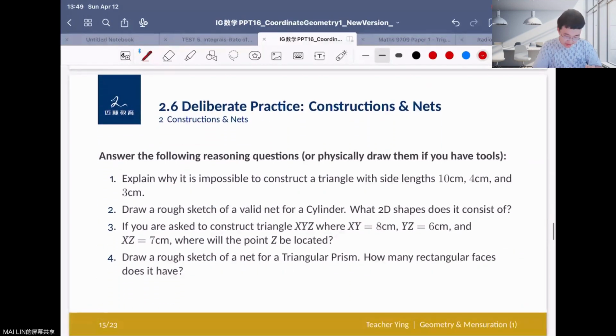Here is also some deliberate practice. You can try to think about it yourself. You can pause the video and try to do it yourself. Or you can follow my steps to solve these problems.